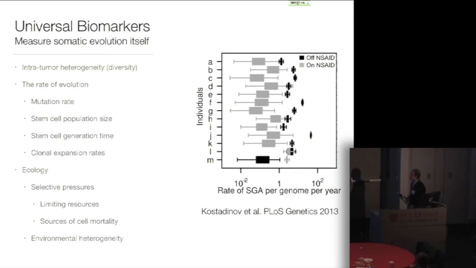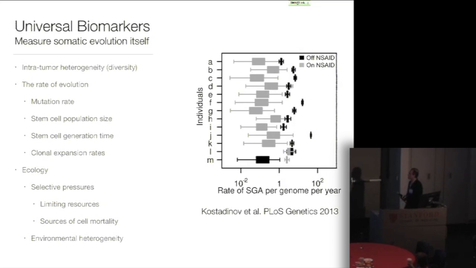So instead, we argue that there's a set of universal biomarkers based around measuring the process of evolution, the evolutionary process itself. And that's based on measuring the parameters of the rates of evolution. So if we could measure the mutation rate of a tumor, the stem cell population size, the stem cell generation times, and the clonal expansion rates, these measures should be applicable to any type of cancer and should relate to the chance that cancer or that neoplasm is going to either progress to malignancy, or if it's already malignant, the chance that it's going to evolve around your perturbations, that is your therapy.